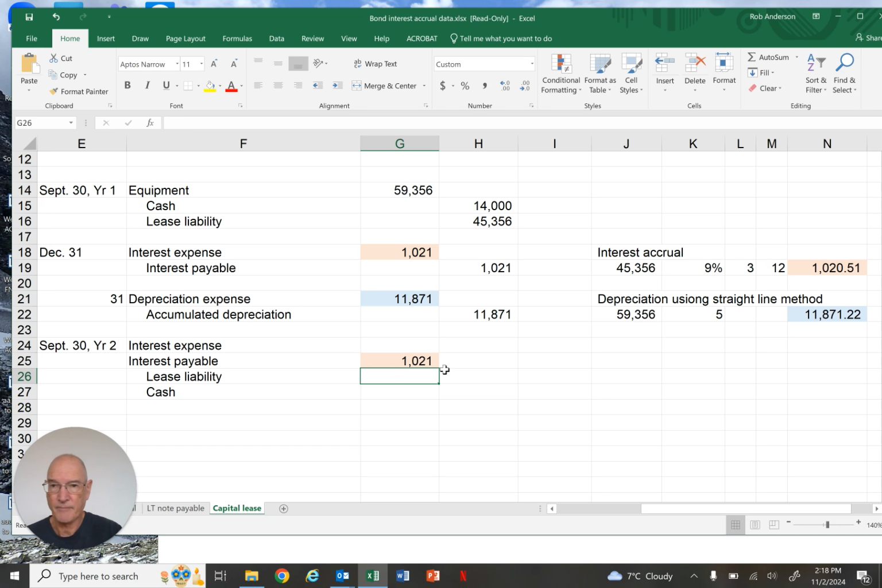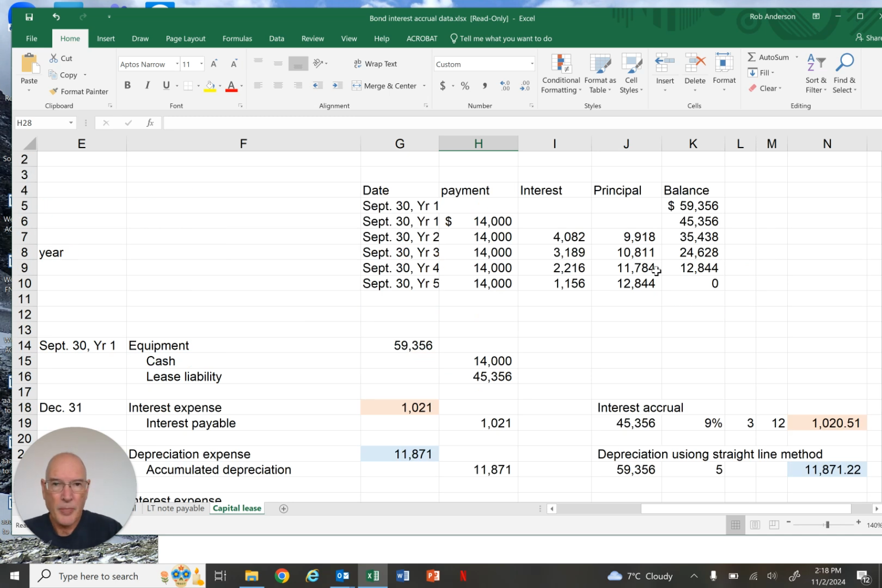That's the first thing. Now, our cash, I know I'm building this entry a little bit sideways. It's still going to be debits first when we finish, but I'm going to show you the easy parts first. So we know that our payment for the lease is $14,000. So I've got my interest payable and I've got my cash. So what about the other 2 numbers? What's missing?